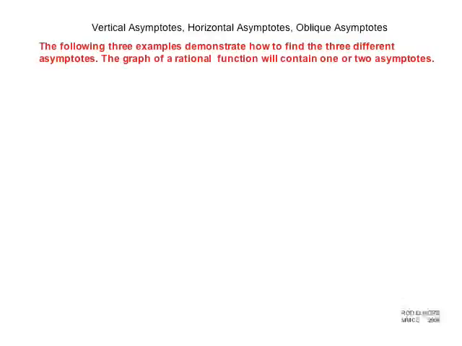Vertical asymptotes, horizontal asymptotes, and oblique asymptotes. The following three examples demonstrate how to find the three different asymptotes. The graph of a rational function will contain one or two asymptotes.